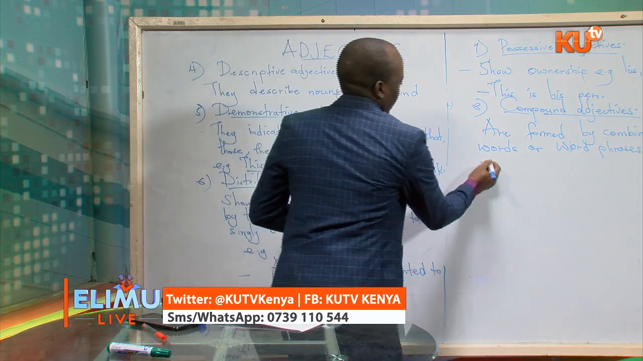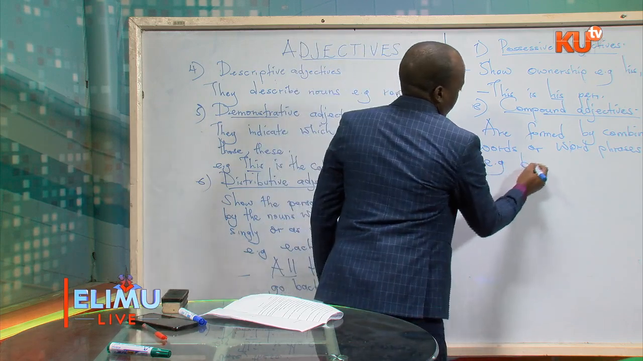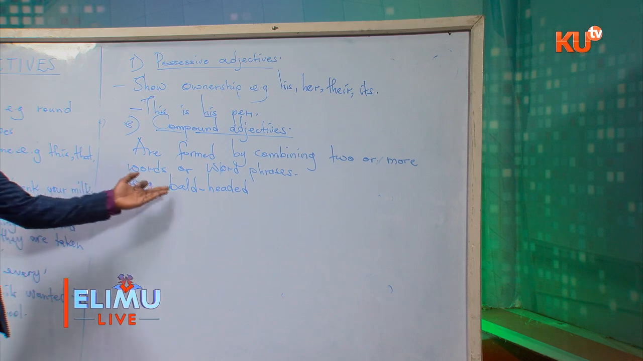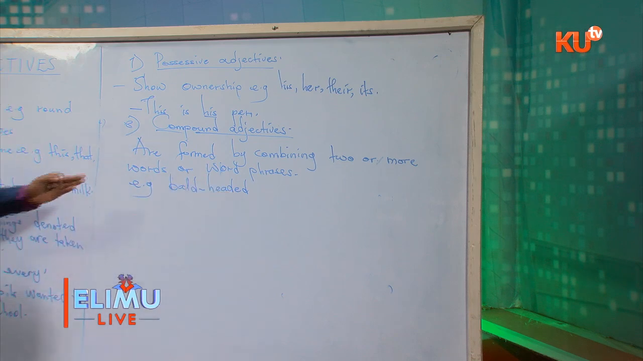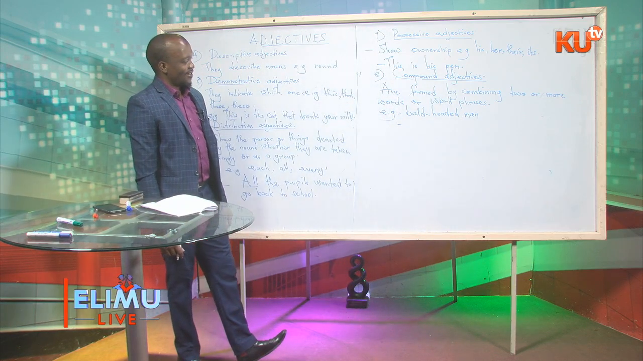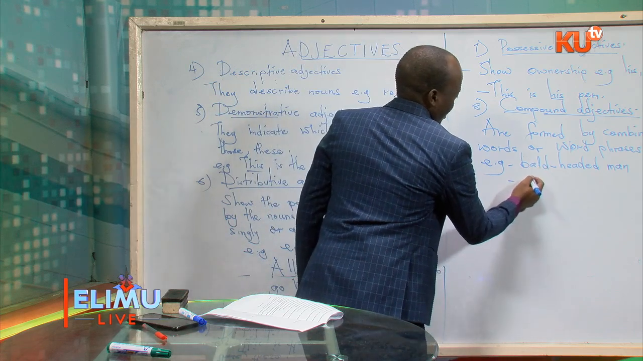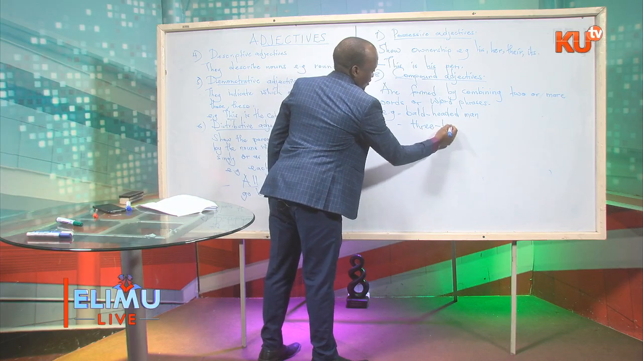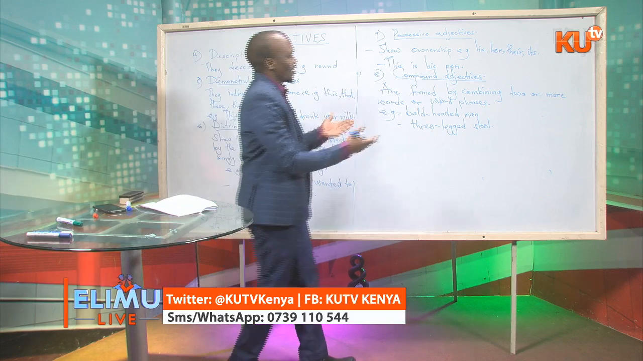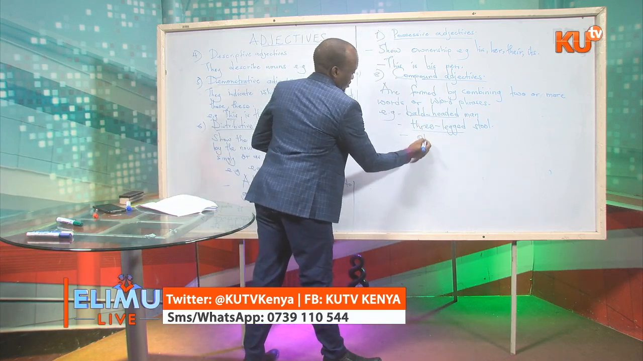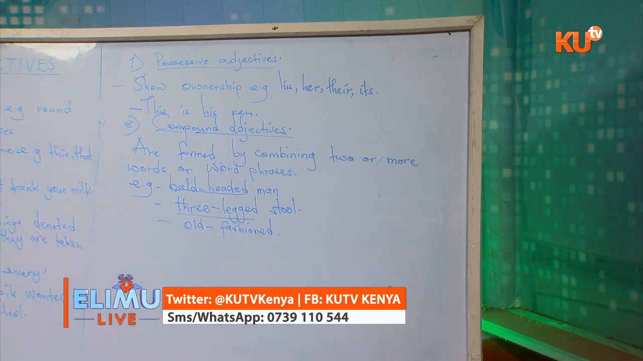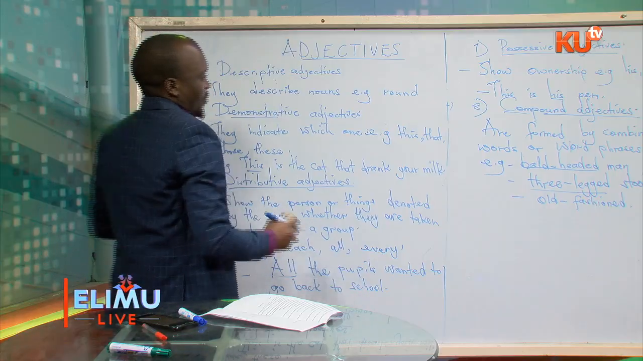What we mean here is like, and give an example, words like bold-headed. So here I've combined two words. I've combined bold and headed. Another example I'll give here, maybe I'm describing a man, a bold-headed man. I can say three-legged stool. So all these are compound adjectives because we are now combining two. We can talk of old-fashioned. All these fall under compound adjectives.